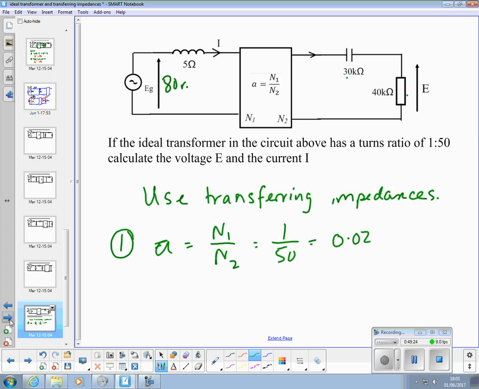We could do that now, but I don't think that's the best way to do it. Move them over one at a time. ZC dash. So we'll move the... sorry, we'll do the resistor first.